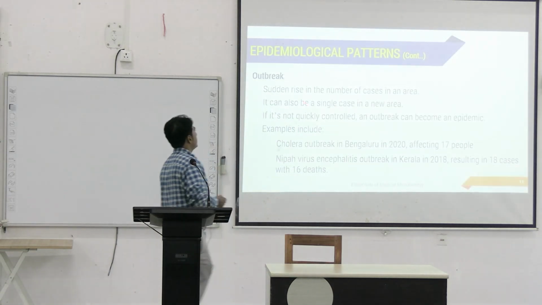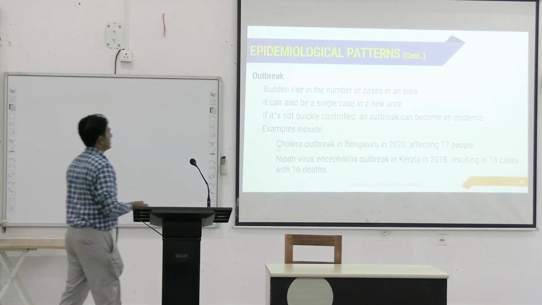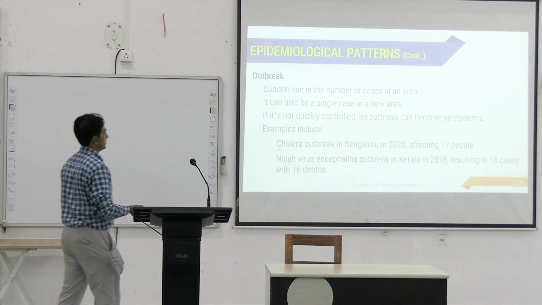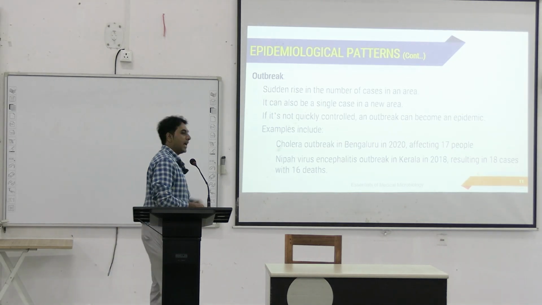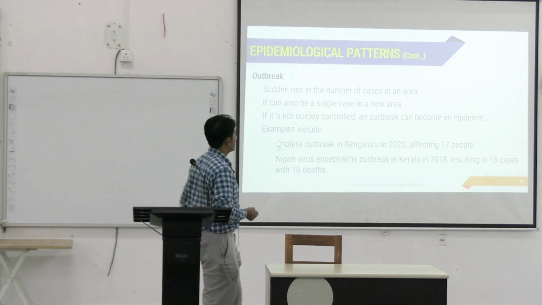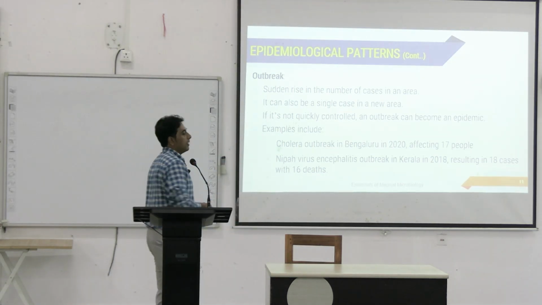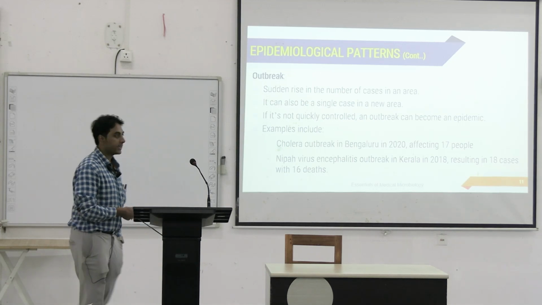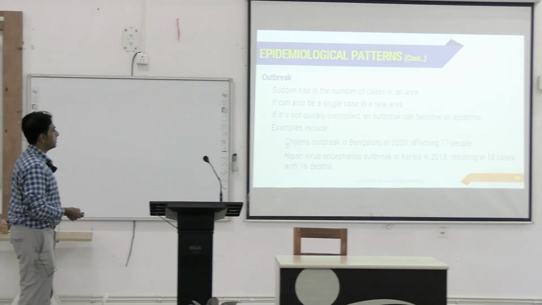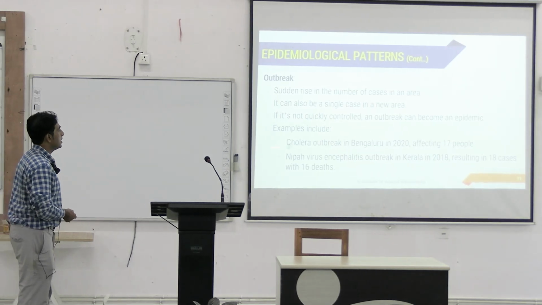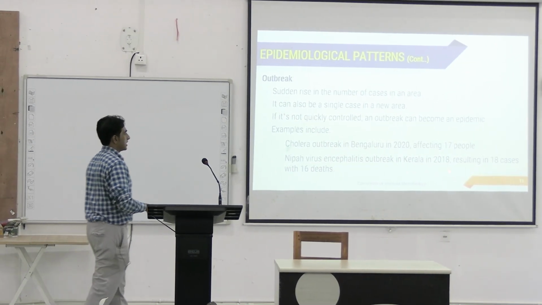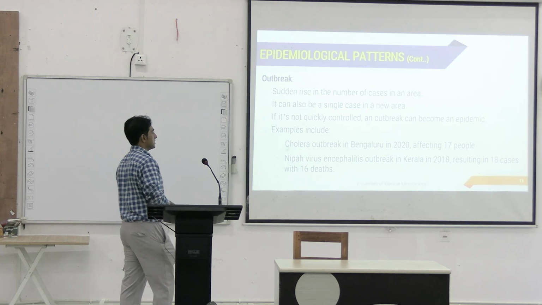Outbreak. This is sudden rise in a number of cases in an area. It can also be a single case in a new area. তাহলে কি একটা নর্মাল এরিয়াতে 10-12টা কেস হতো, সেখানে সাডেন রাইজ 100টা মতো কেস পাওয়া যাচ্ছে, বা একটা নতুন এরিয়াতে একটা সিঙ্গেল কেস হচ্ছে. If this is not quickly controlled, the outbreak can become an epidemic. Example, cholera outbreak and Nipah virus encephalitis outbreak in Kerala resulting in 18 cases with 16 deaths.